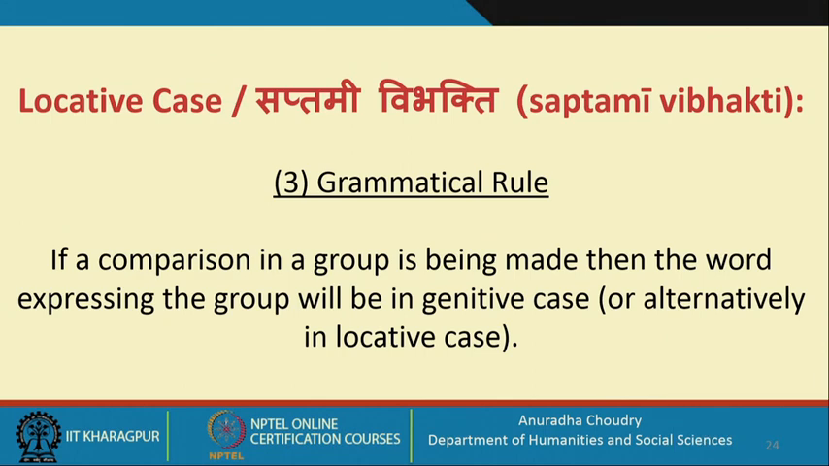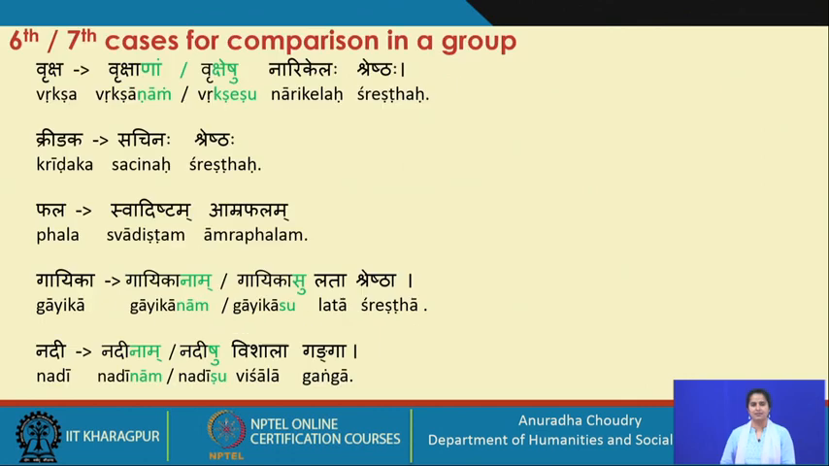So we have another application of this rule, is that if a comparison in a group is being made, then the word expressing the group will be in the genitive or alternatively in the locative case. So we've seen this example before, where we had Vrikshanam Narikelaha Shreshtaha, where Vrikshanam was the plural of the sixth genitive. So Vrikshasya became Vrikshanam. In this case we have Vrikshe, in the plural becomes Vrikshesu Narikelaha Shreshtaha, which means among the trees, the coconut is the superior tree, is the greatest.